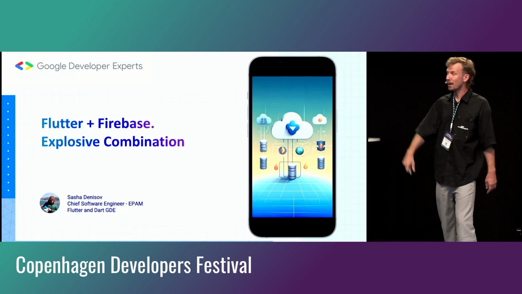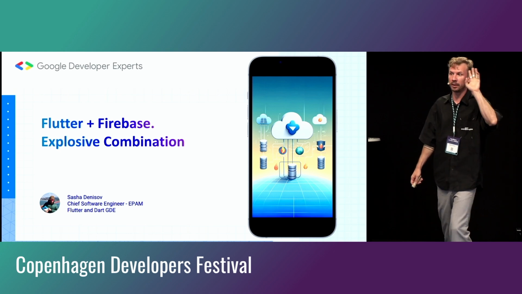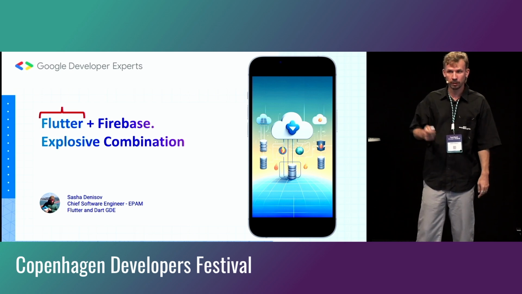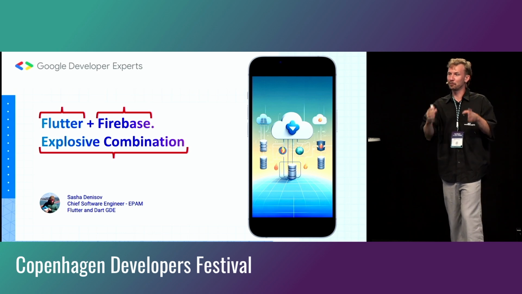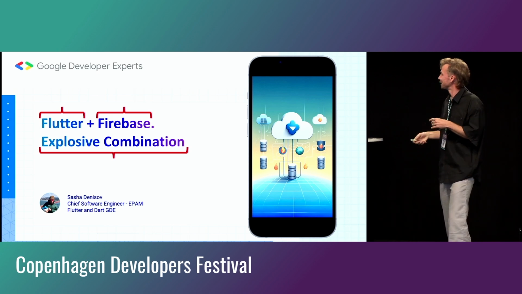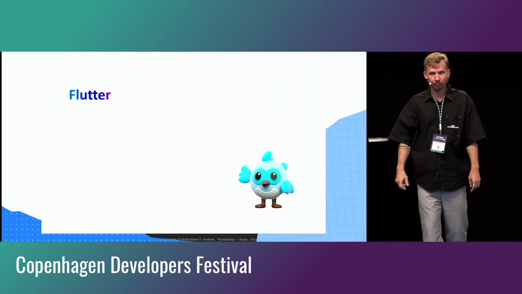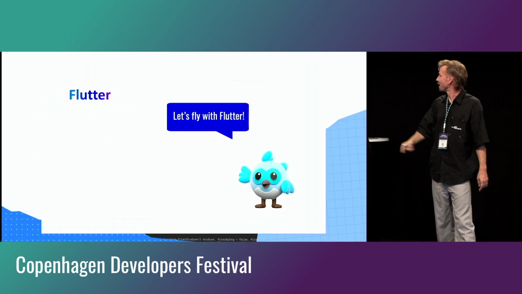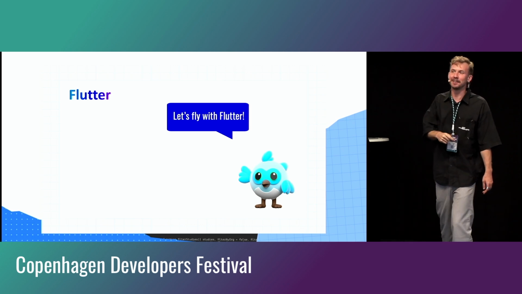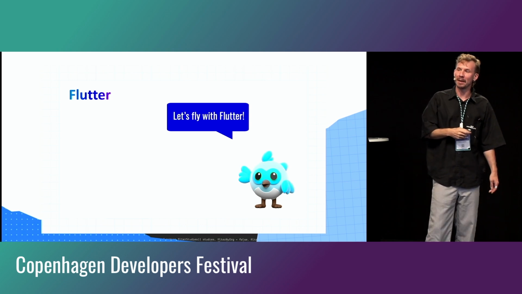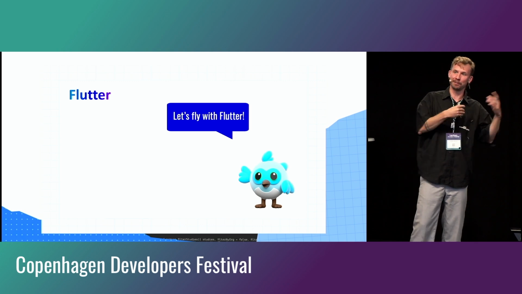Let's come back to our topic. We have, I will say, three parts in the title: Flutter, Firebase, and explosive combination. Let's go through all of them step by step to explain what I would like to talk about today. Flutter. Do you know who is it? What's the name of this bird? Yeah, this is Dash. Dash is a mascot of Dart language. Dart is a language which you should use if you do something in Flutter.